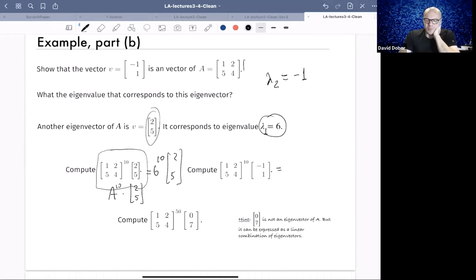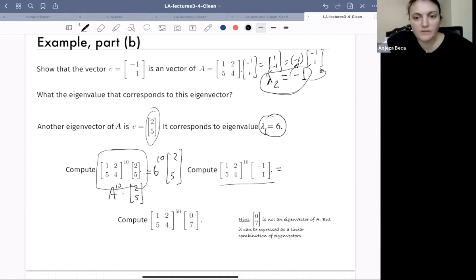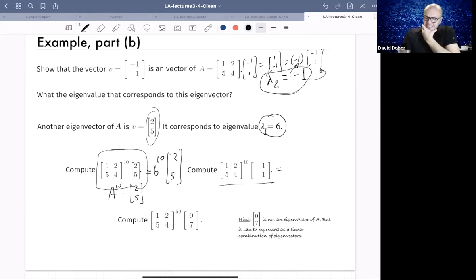When we applied A to -1, 1, out came 1, -1, so that was -1 times -1, 1. So lambda 2 is -1, the eigenvalue corresponding to this eigenvector, -1, 1. Notice the language: an eigenvector corresponding to an eigenvalue. We'll keep using that language. So what's the result of the 10th power? It's the vector -1, 1, since -1 to the 10th is 1.